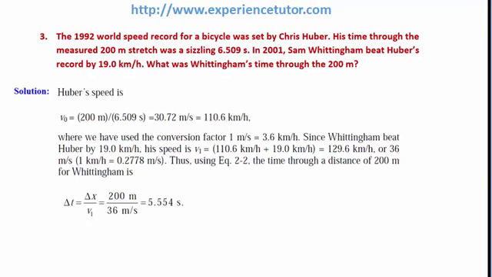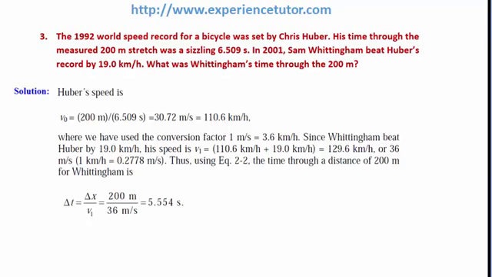Question 3. In 1992, the world speed record by a bicycle was set by Chris Huber. His time for the 200 meter stretch was measured in a sizzling 6.509 seconds. In 2001, Sam Whittingham beat Huber's record by 19 km per hour. What was Whittingham's time through the 200 meter?